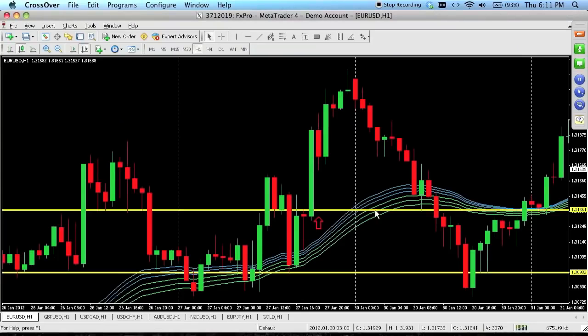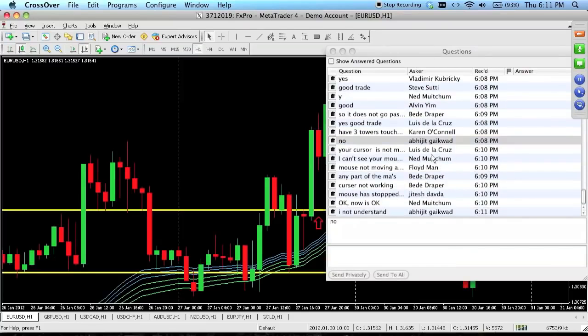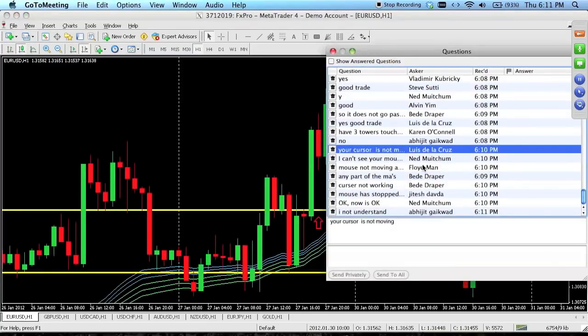Yes, charts. Okay, so 1:1 ratio, Waldemar, to answer your question. Okay, your cursor is not moving again. Oh no. Okay, let me stop and restart it.